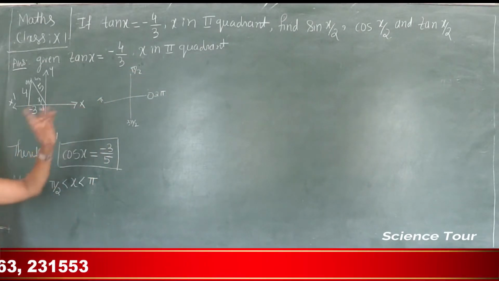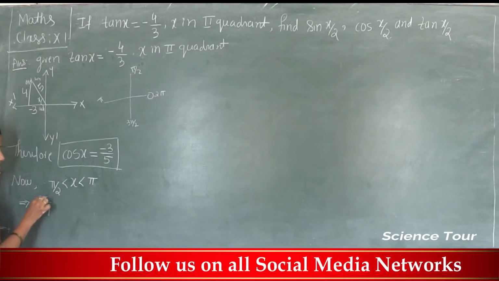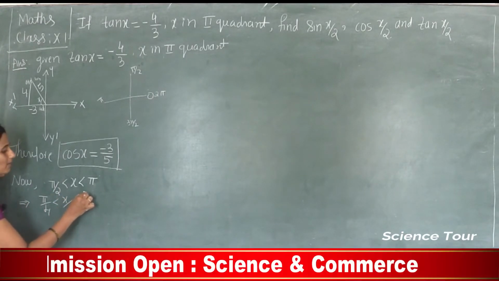So I need to find in which quadrant x by 2 is. So divide by 2. What will we get here? Pi by 2 divided by 2 is pi by 4, so pi by 4 is less than x by 2, which is less than pi by 2.